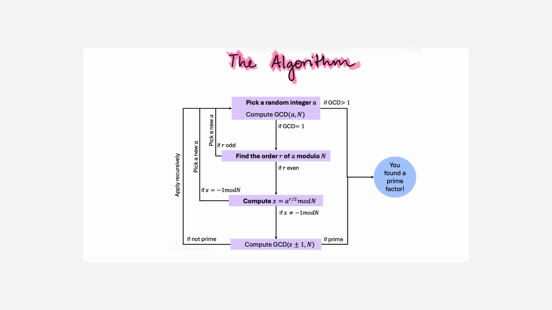Shor's algorithm is exactly that process I just outlined. Pick a random integer a and compute the GCD between a and n. If the GCD is greater than 1, then lucky you, you already found a prime factor. But if the GCD is 1, which is more likely than not, you then go to this next step.